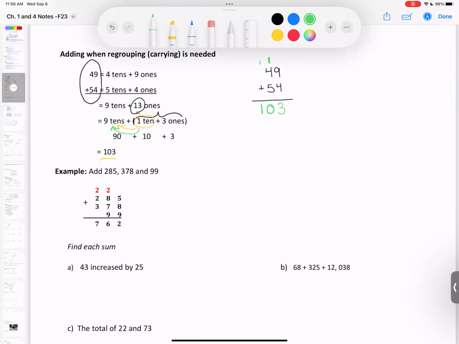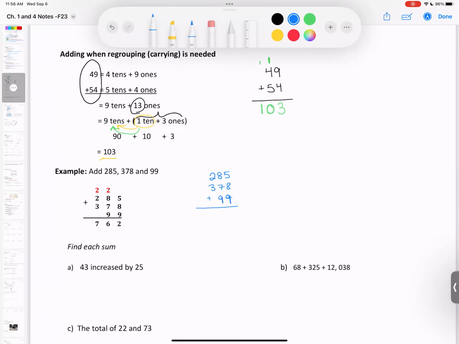Okay, next example here, and I'm just going to rewrite it because I like to talk as I do it. So we've got 285, 378, and then we're adding 99. Be careful here because they don't all have the same number of digits, right? Our 99 only has 2.